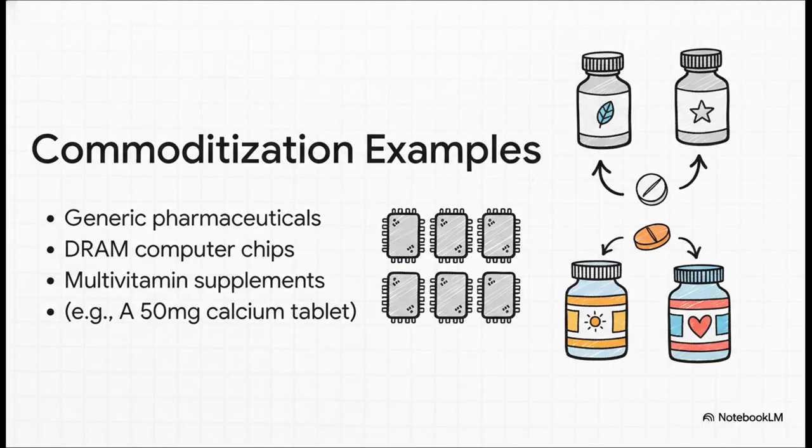Generic pharmaceuticals are a perfect example of this. Once a drug's patent expires, anyone can make the exact same chemical compound. It becomes a commodity. We also see this with computer parts like DRAM chips or even something as simple as multivitamins. A 50 milligram calcium tablet is a 50 milligram calcium tablet, no matter what brand is on the bottle.